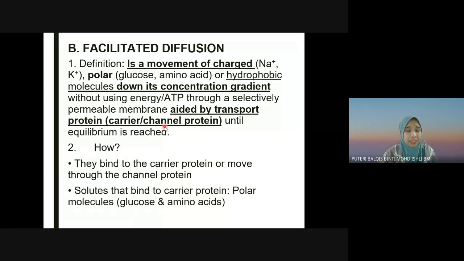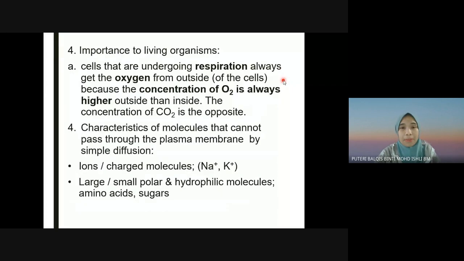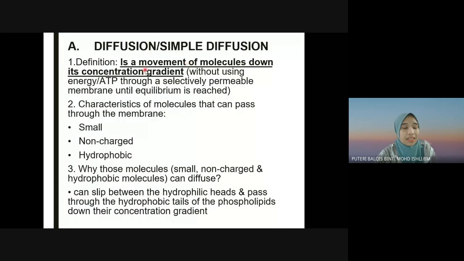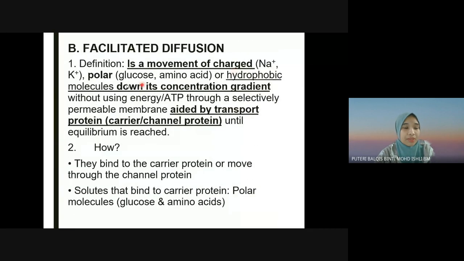In this definition of facilitated diffusion, the definition of molecules is specific. For simple diffusion, we just say movement of molecules. But for facilitated diffusion, it explains what type of molecules. That's how you write a definition. You must elaborate in detail what type of molecules can pass through.